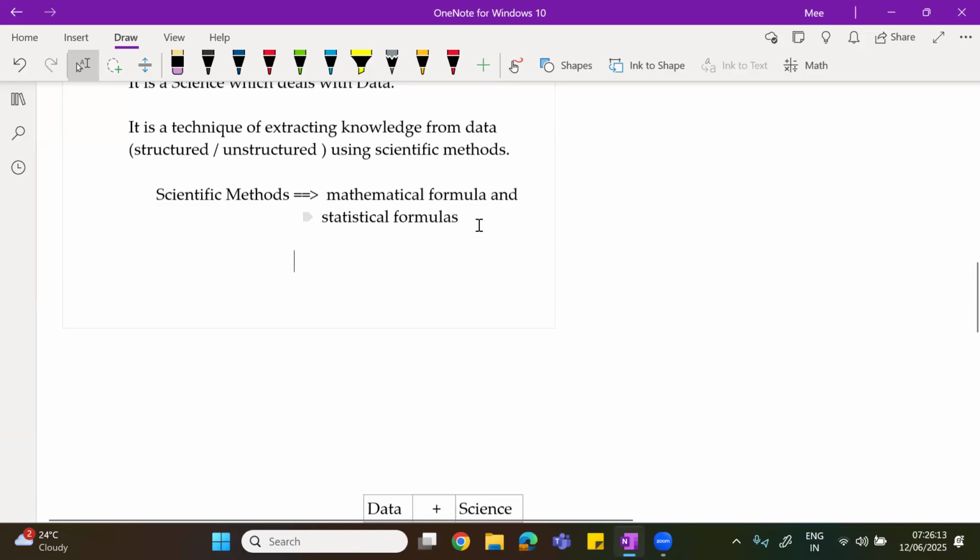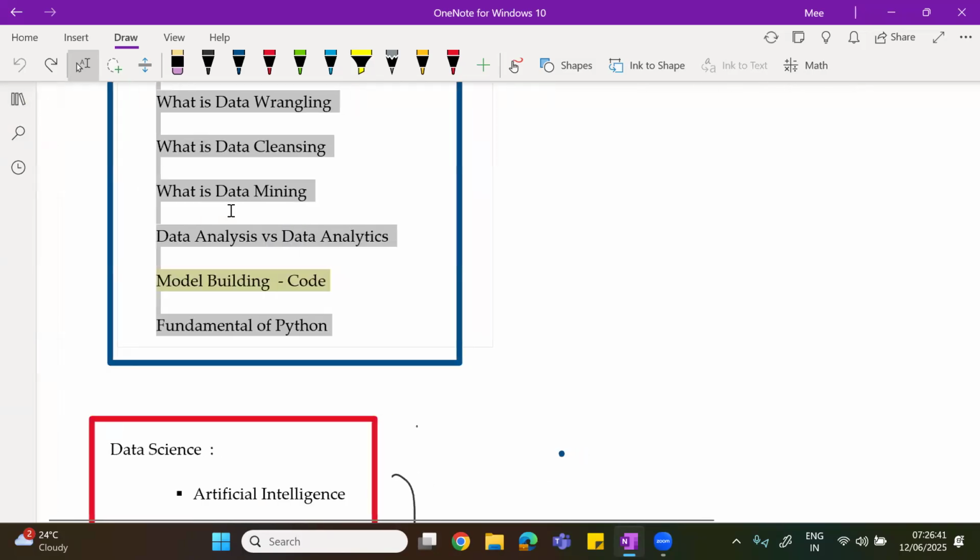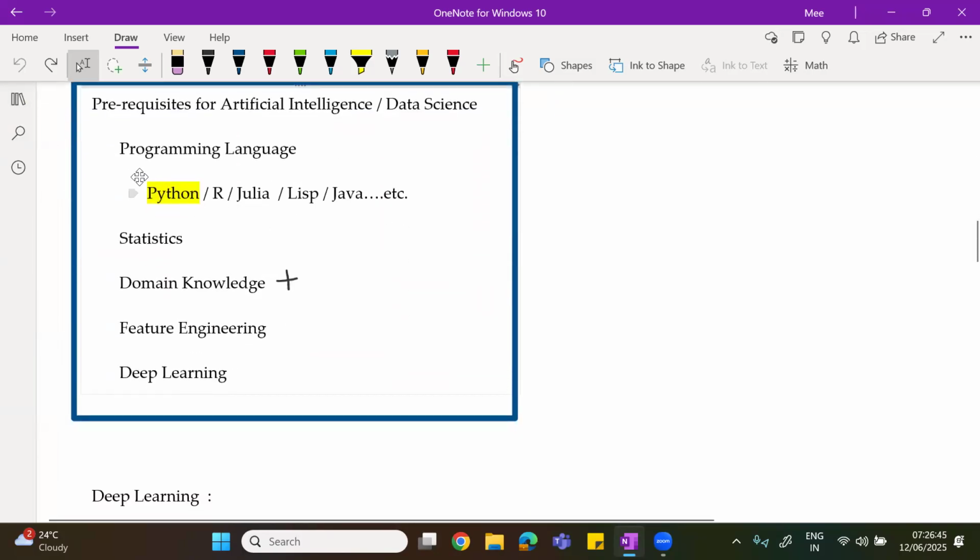Okay. Anyhow, now we know the basic understanding, right? So what is data science? It is a technique of extracting knowledge from the data using scientific methods. Okay, what you're going to get out of this is knowledge. Now, as I told you in the last class, I explained the prerequisites. What are the prerequisites? A programming language, statistics, domain knowledge, and feature engineering. These all come under the prerequisites, right? When you take this, this is again related to the AI stuff. Now these three, you can take them. These are nothing but your different sectors.